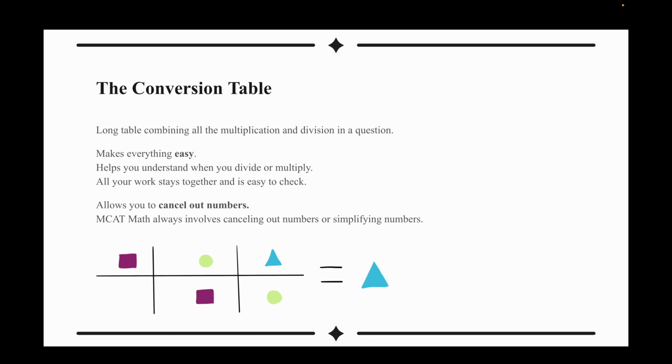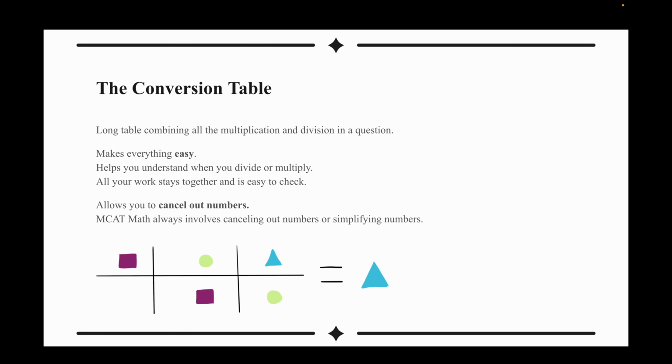Alright, let's talk about the conversion table now. So this is a long table combining all of the multiplication and division in a question. It's basically a mega fraction. The point of this is to make everything you do easier. It helps you understand when you should divide or multiply. It allows all your work to stay together, and it makes all of your work super easy to check.